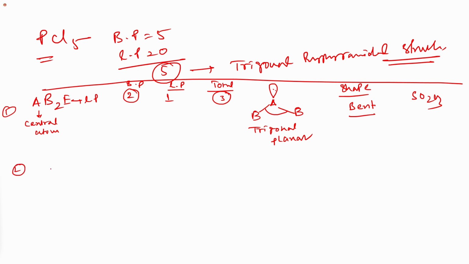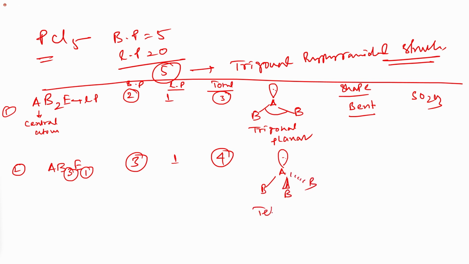Another one is AB3E. AB3E means the bonded electron pairs will be 3 and the lone pair will be 1. So total is 4. So 4 means the structure will be: A will be there, there is the lone pair, there is the B, another B, and another B. So the structure will be the tetrahedron.